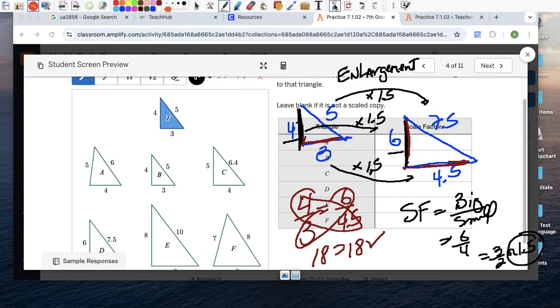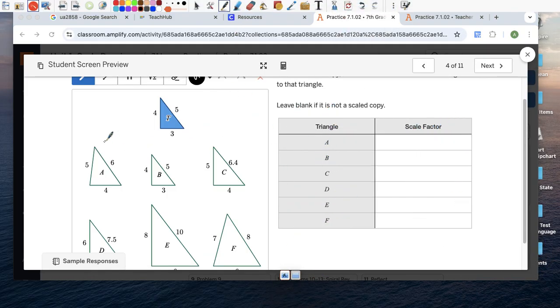So if you look at the first one, triangle A, is that a scaled copy? No, so I'll just put an X. First of all, is it a scale copy? No, it's not, so this is gone. B, was it a scaled copy? Yes. It's the same shape.